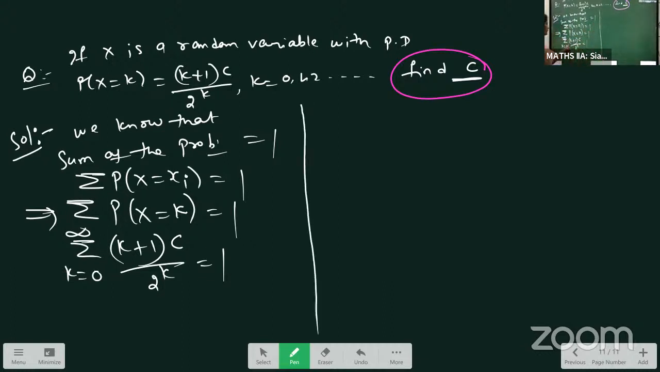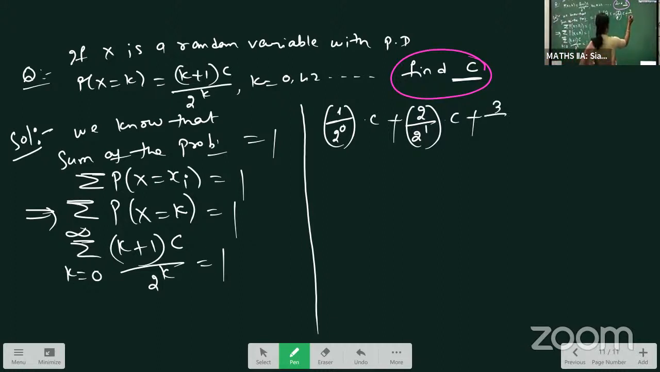First put K is equals to 0. 0 plus 1, 1 by 2 to the power 0 into C, plus take K is equals to 1. 1 plus 1 is 2, 2 by 2 to the power 1 into C, plus put K is equals to 2. 2 plus 1, 3. 3 by 2 square into C square.